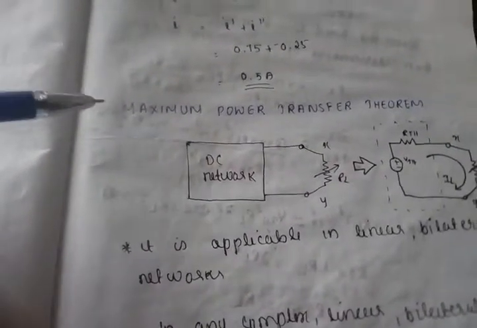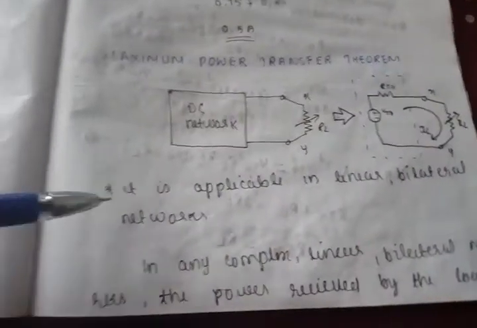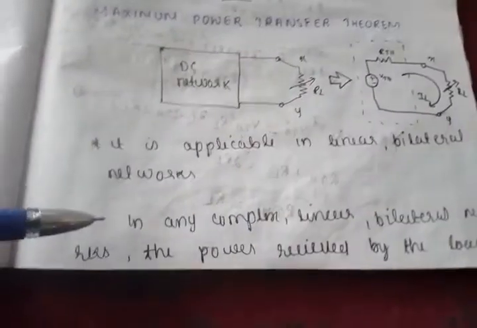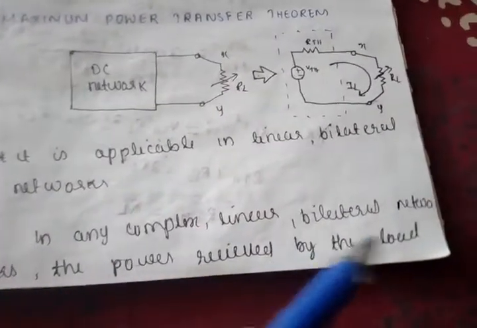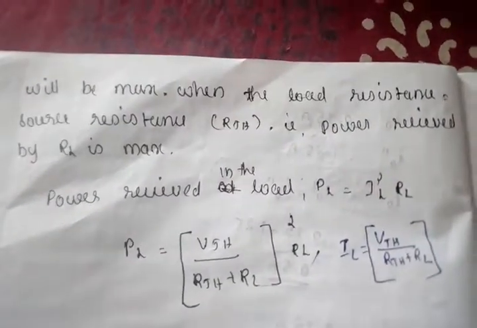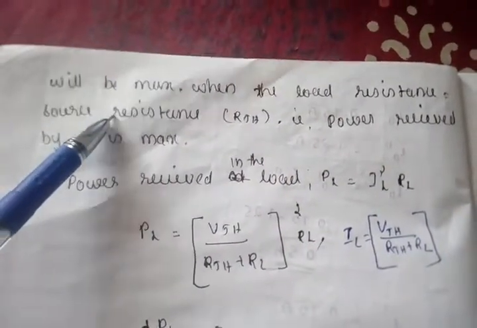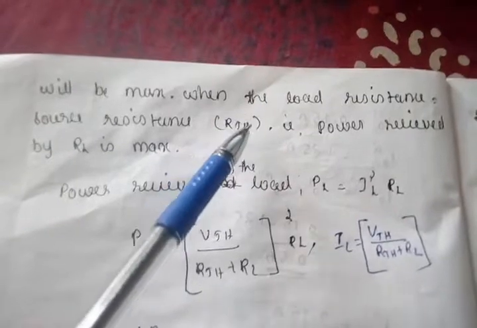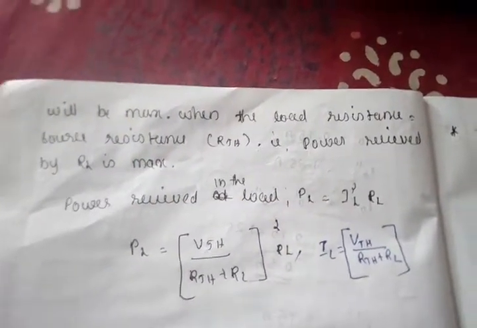In this section we are going to discuss the maximum power transfer theorem. The maximum power transfer theorem states that in any complex linear bilateral network, the power received by the load will be maximum when the load resistance is equal to the source resistance or Thevenin's resistance. At that time the power received will be maximum.